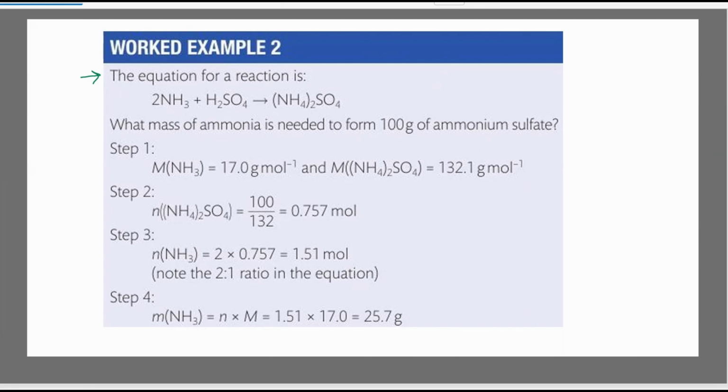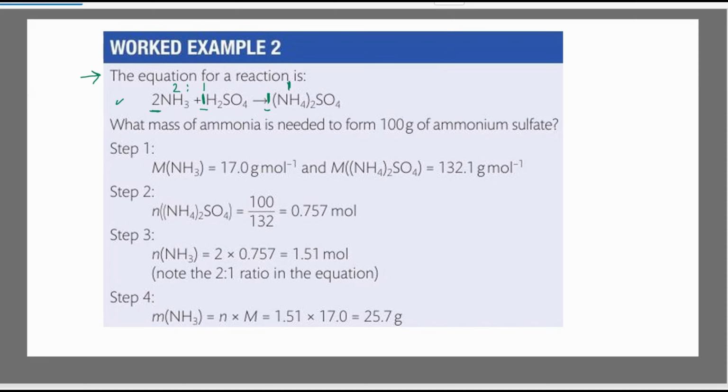In this case, the equation for the reaction is given to you. Now look at the equation. The equation is totally balanced, but we have 2 moles of ammonia reacting. When nothing is given, it means 1 mole of sulfuric acid, and you are given 1 mole of ammonium sulfate. So that means there is a ratio of 2 to 1 between the two reactants, and we're getting the ammonium sulfate in the ratio 1.